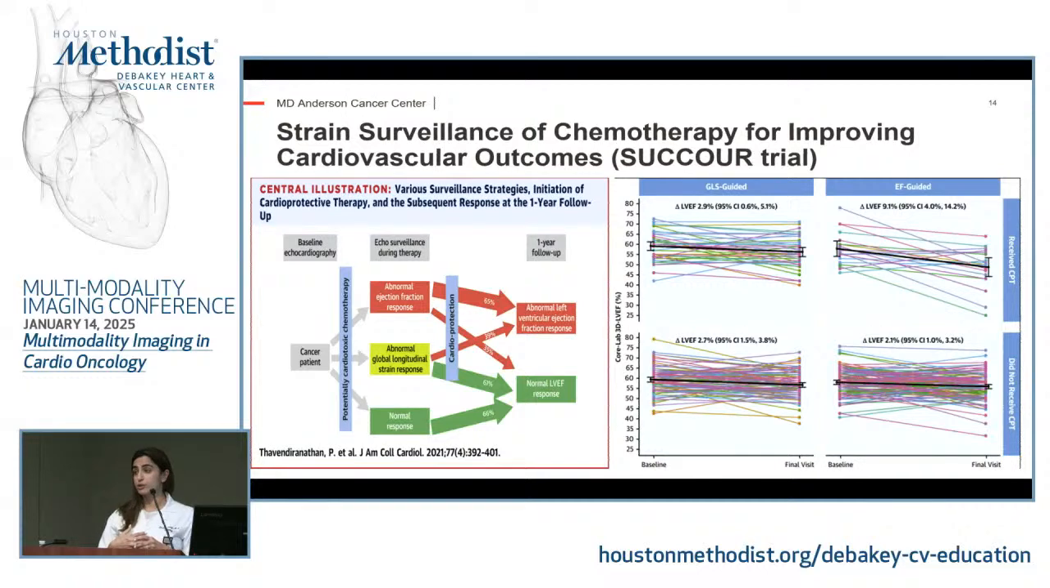Cardioprotective agents were started for strain reduction by about 12%, and at the 1 year mark, they saw that the group that received the cardioprotective therapies, the GLS arm at 12 months, had a less decline in LVEF at 2.9% compared to those who were started on cardioprotective therapies for an EF decline at around 9%. So that was the first end of the story. At 1 year, the strain-guided arm looked better. They didn't drop their EF as much.